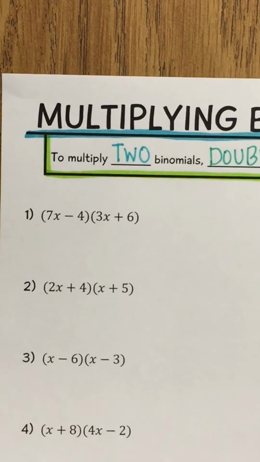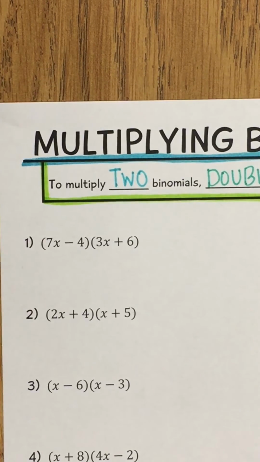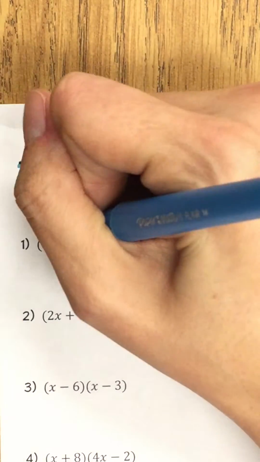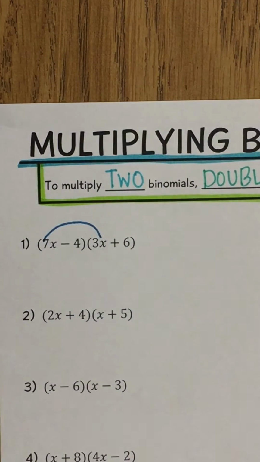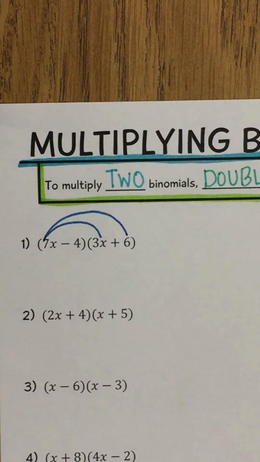So I always draw 2 sets of arrows. In every single problem that I do, I always make sure that I have 2 sets of arrows happening. So my first set of arrows is going to be on the 7x. I'm going to take this 7x and I'm going to multiply him by 3x. And then I'm going to multiply him by 6.